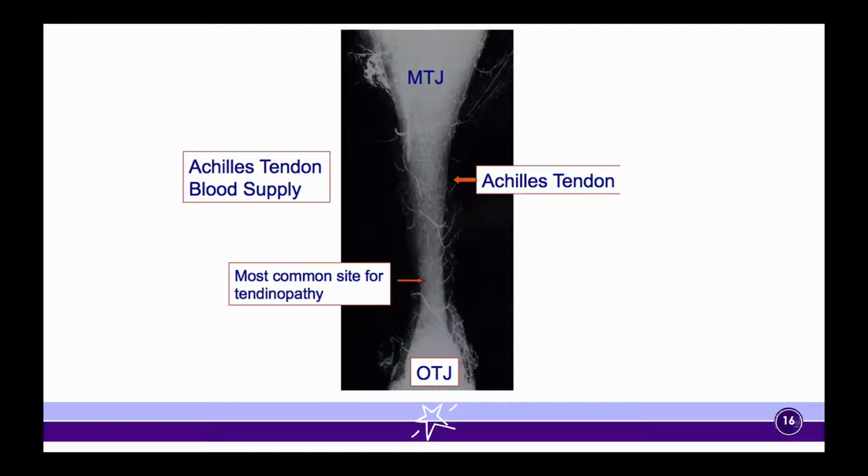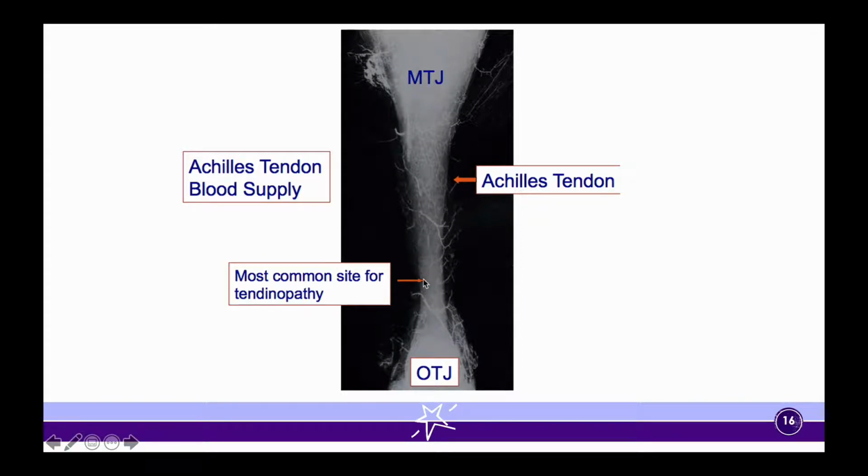So just looking at the anatomy a little bit more, we've got our musculotendinous junction that's coming down, right, to come into the tendon itself. So here's our Achilles tendon that's coming down. And what you can see through this scan is actually looking at the blood supply that we have here.